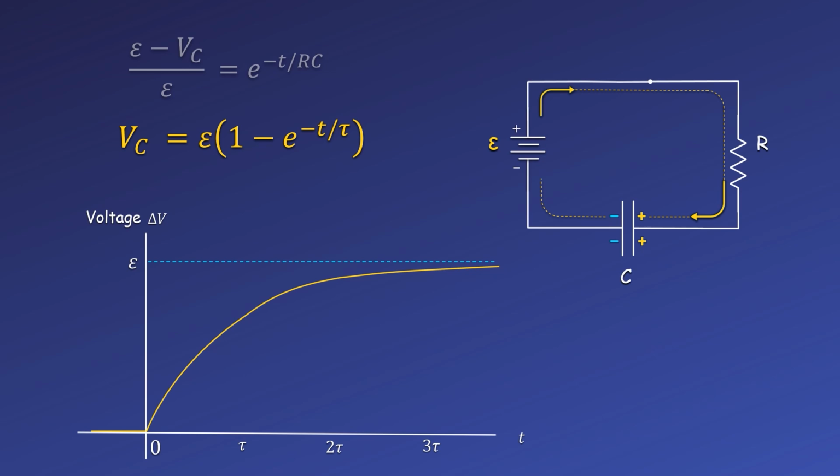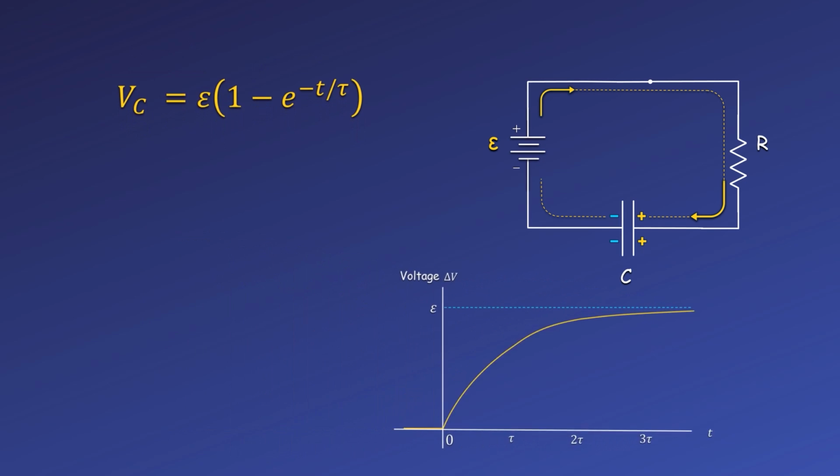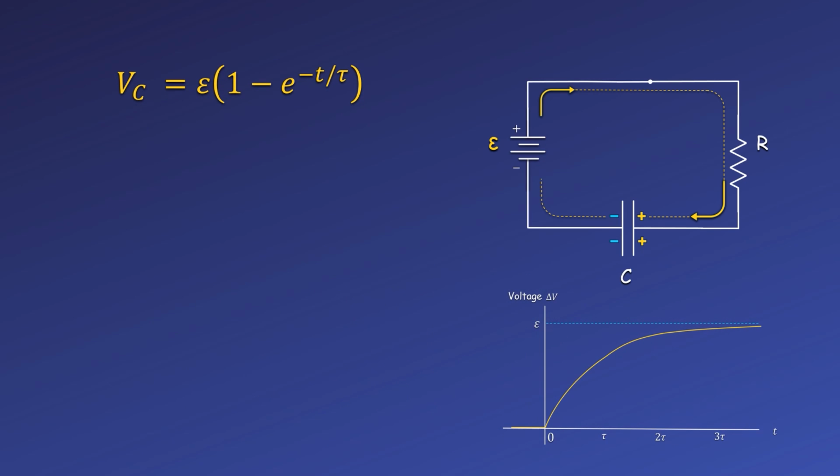After many time constants, the voltage increases until it reaches the EMF of the battery. If we let t increase toward infinity, because the argument of our exponent is negative, e raised to a very large negative exponent will tend toward 0. Then we get 1 minus 0 in parentheses, which gives the EMF times 1, so the voltage approaches the EMF of the battery. Like before, the voltage across the capacitor is proportional to the charge, so we can simply multiply by the capacitance on both sides to get an equation for the charge that has the exact same form.